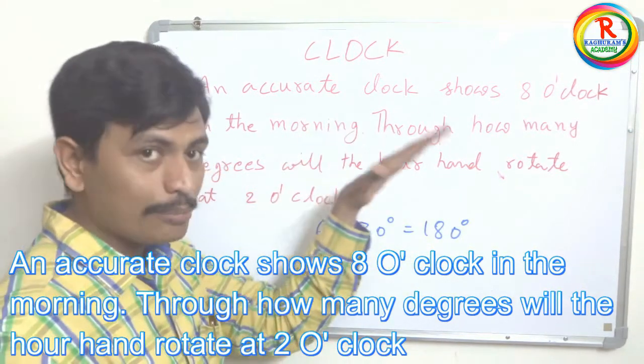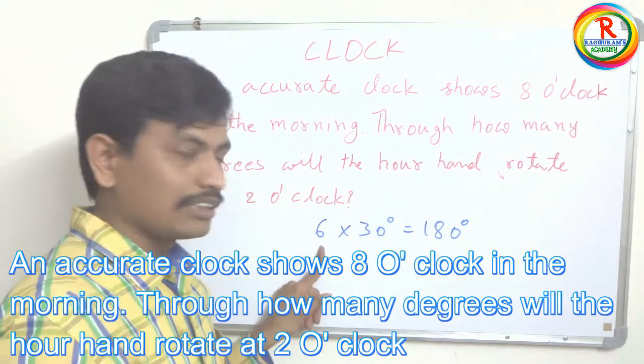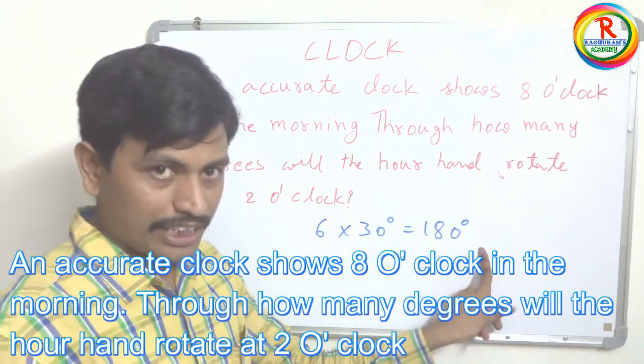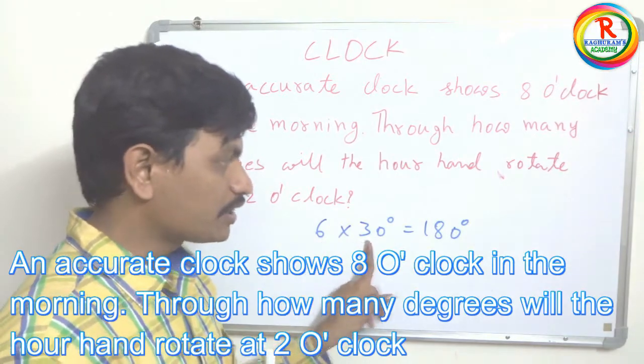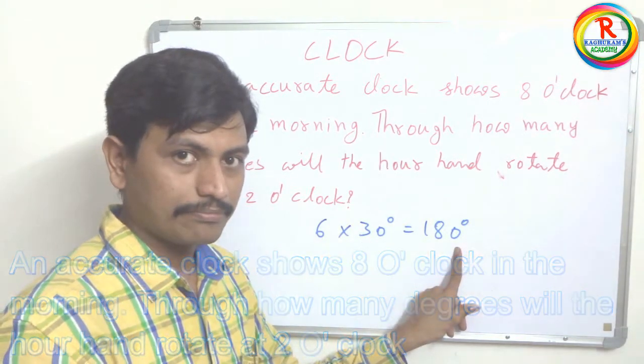So here we need to see how many hours it moved. The hour hand moved how many hours? 6 hours. If it is 5 hours, 5 threes are 150 degrees. So here in this case it moved 6 hours. 6 into 30 degrees is 180 degrees.